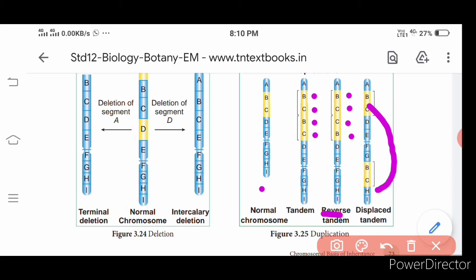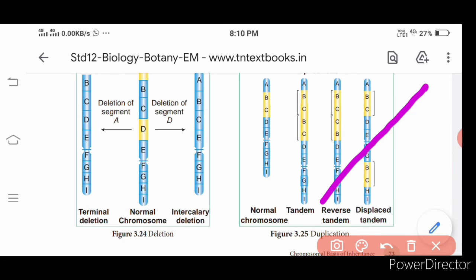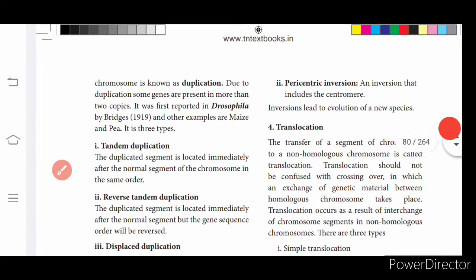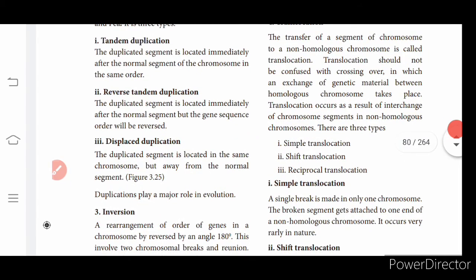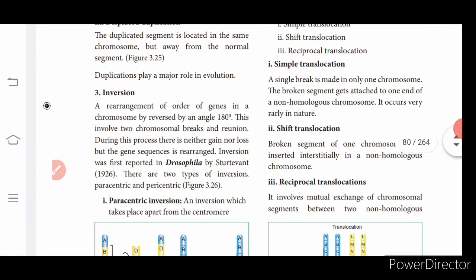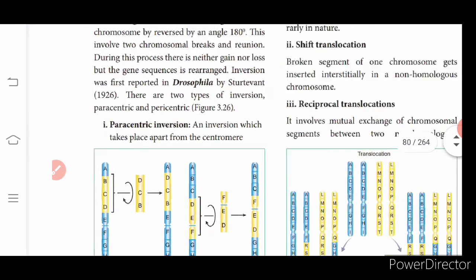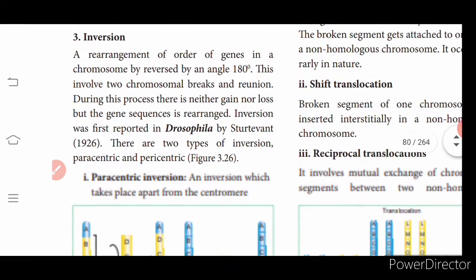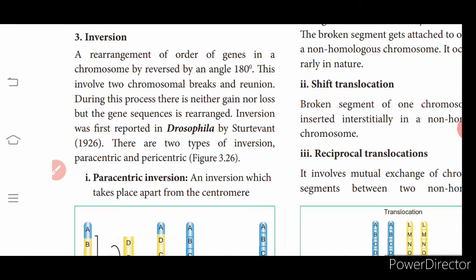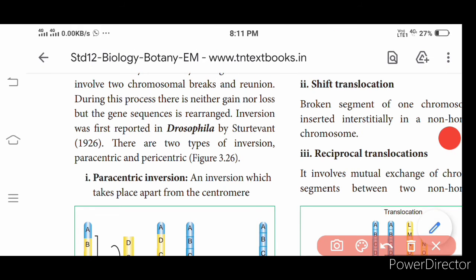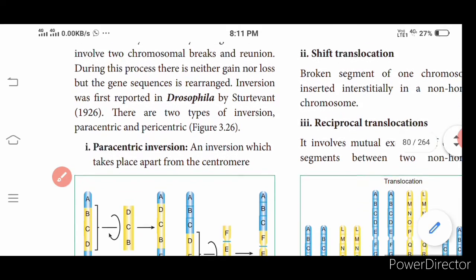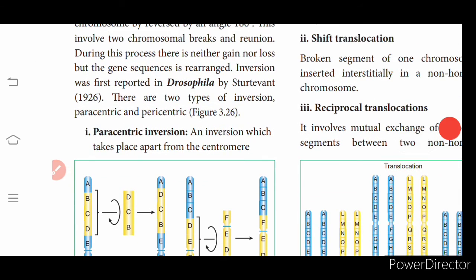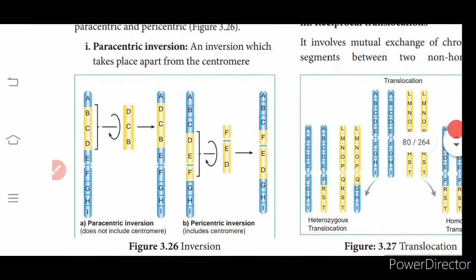These conditions you can learn only from the diagram. Okay, so next we have the conditions of tandem duplication, reverse tandem, displaced tandem, then inversion. What is inversion? It is just getting relocated. It is reversed by 180 degrees. That is what we call inversion. That occurs and it is reported from Drosophila.